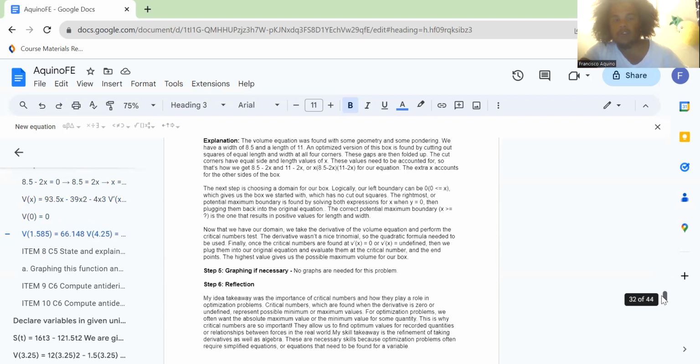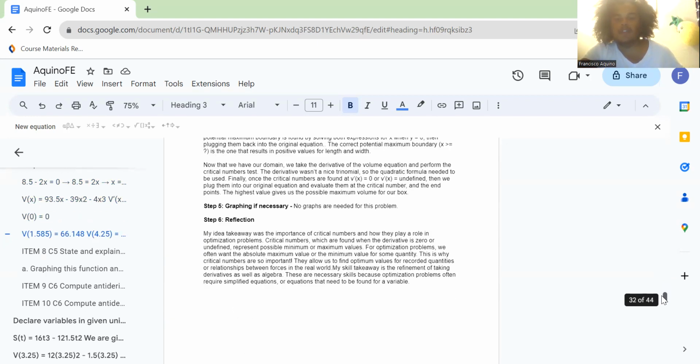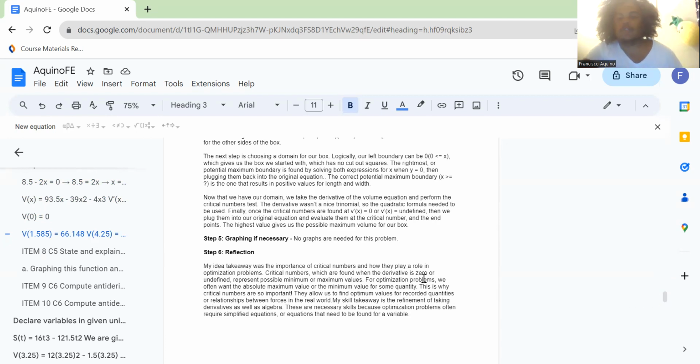And now finally, before I move on, my reflection. My idea takeaway was the importance of critical numbers and how they help you solve optimization problems. Because in optimization, you want to get something the best possible way you can, like looking for the smallest or largest value of a quantity. Critical numbers and derivatives, that whole test, are very important to optimization. So my idea was seeing how they're related and how the steps are important. They're not just for nothing. They have a purpose. Then for my skill takeaway, it was refining the derivative process, getting good at doing that algebraically, and practicing other algebraic concepts like the quadratic formula. It's been a while since I've done that one. So that's my reflection.